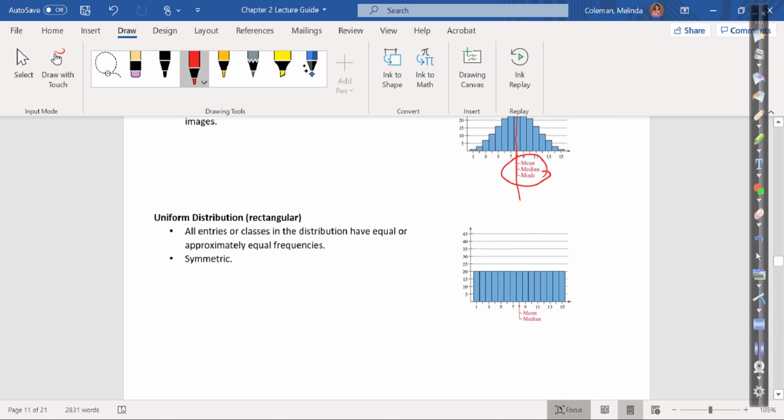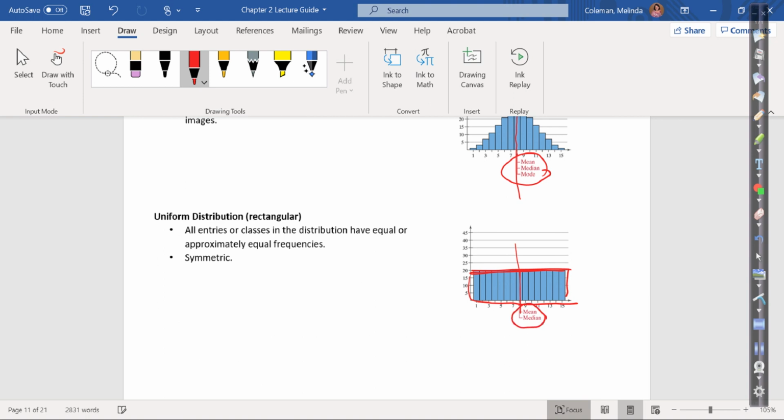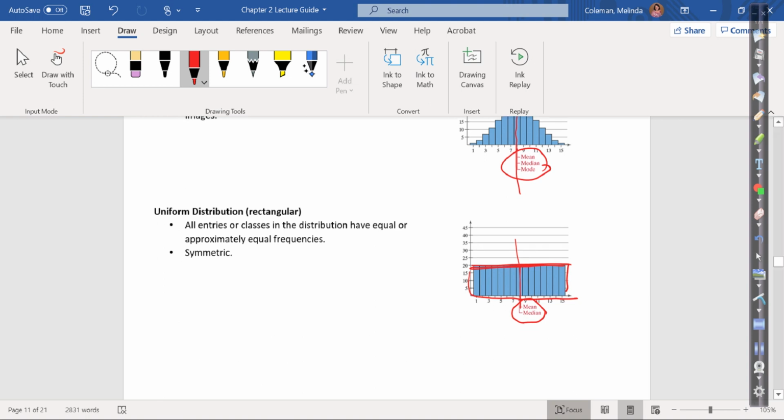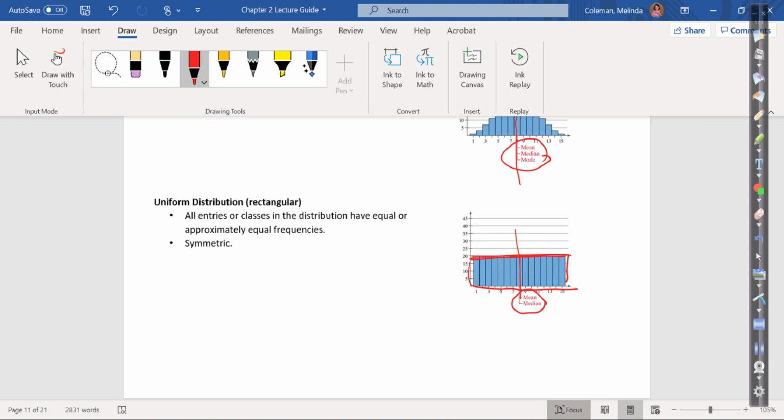A uniform distribution is going to look just like a rectangle. Here's your rectangle. Yes, it is symmetric, because if I were to draw a line down the center of this, it is symmetric, but the difference is it doesn't increase or decrease. It stays uniform. So that means it looks like a rectangle. But the mean and the median are the same. There would be no mode, or the mode would always be the same number, 20, because it occurs for each one of these data sets.